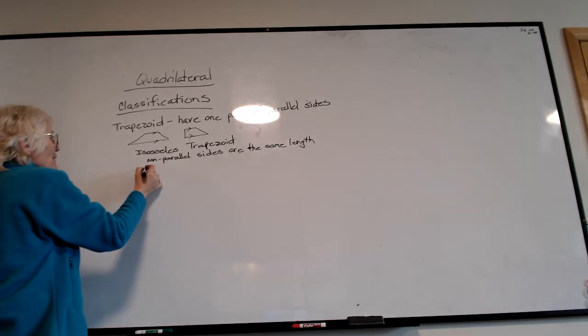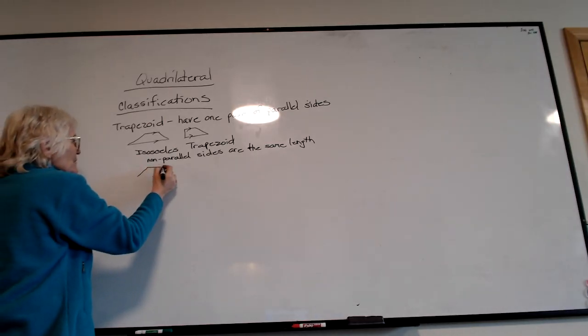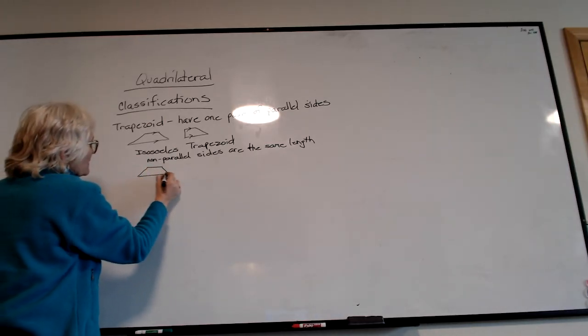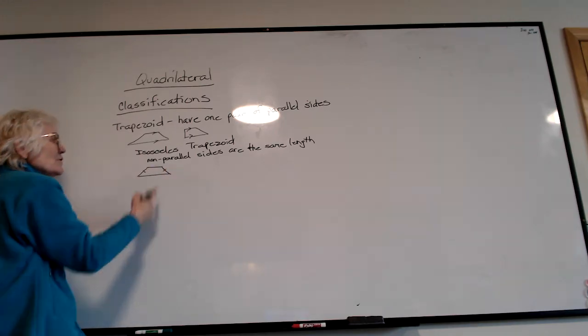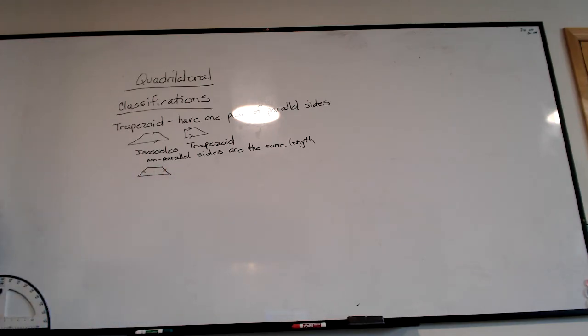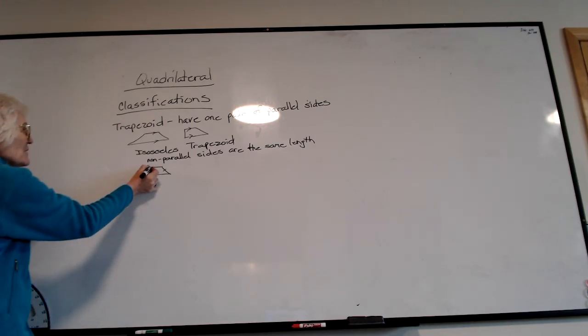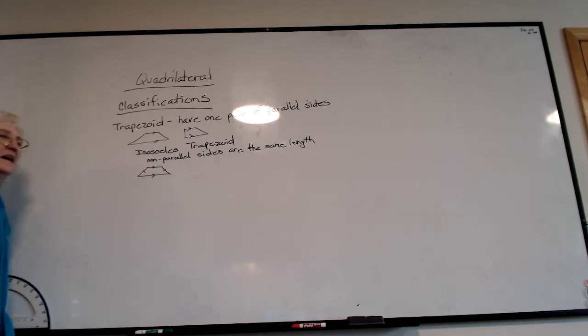Okay, so if I were to draw a picture of it, I don't know if I can do that very well, but those are the same length. So the non-parallel sides are the same length. These are our parallel sides, and then the non-parallel sides are the same length. Okay, so that's called a trapezoid.